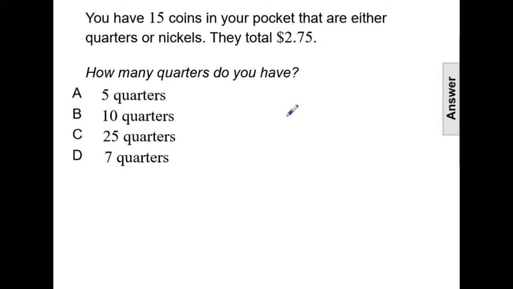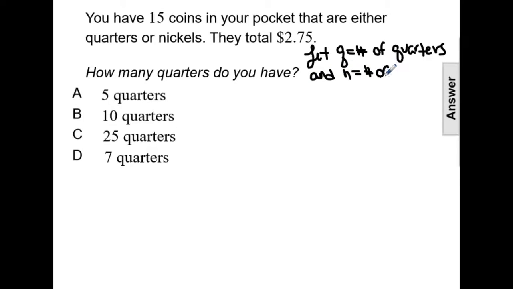So first, let's define our variables. We are talking about quarters and nickels, and we're talking about how many we have. So let's let Q equal the number of quarters that we're going to have, and N will equal the number of nickels that we have.